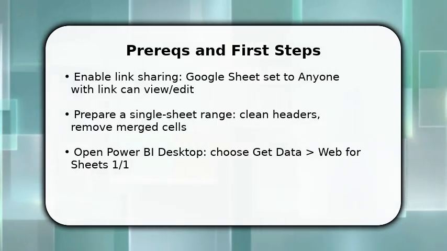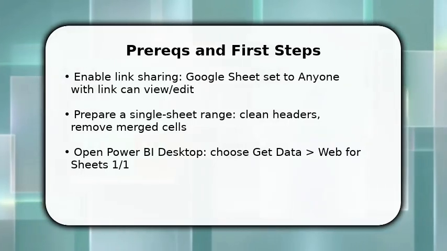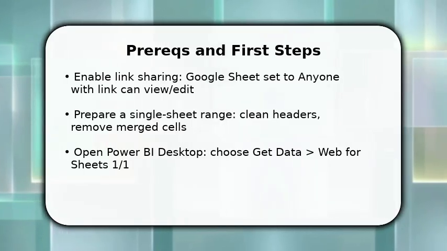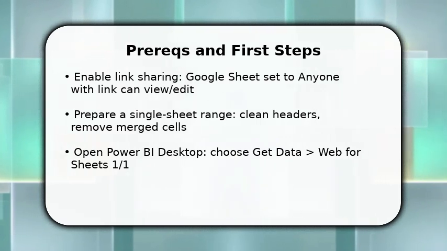Next, copy the sheet's published CSV or the export URL. In Power BI Desktop, choose Get Data and pick Web. This first action gets Power BI to fetch raw data. It's faster and more reliable than manual copy-paste.